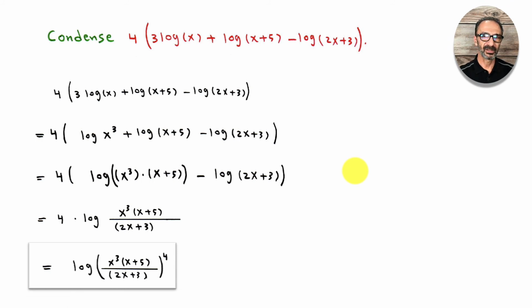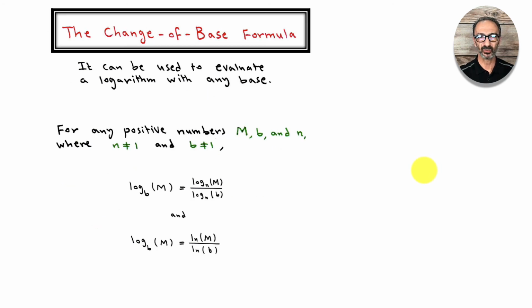I think this is the last topic of this video, which is the change of base formula. And this is how it goes. It can be used to evaluate a logarithm with any base. I have an introduction to it, then I will finalize it with a good example for you to practice. Here we go. For any positive numbers m and b and n, where n does not equal 1 and b does not equal 1, the log of m base b becomes log m over log b.